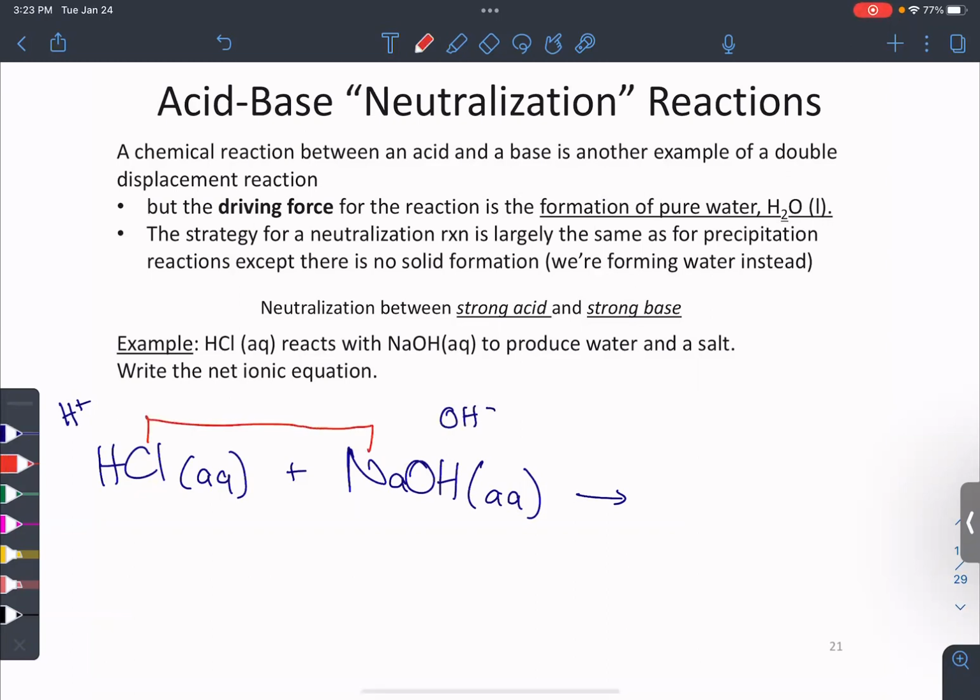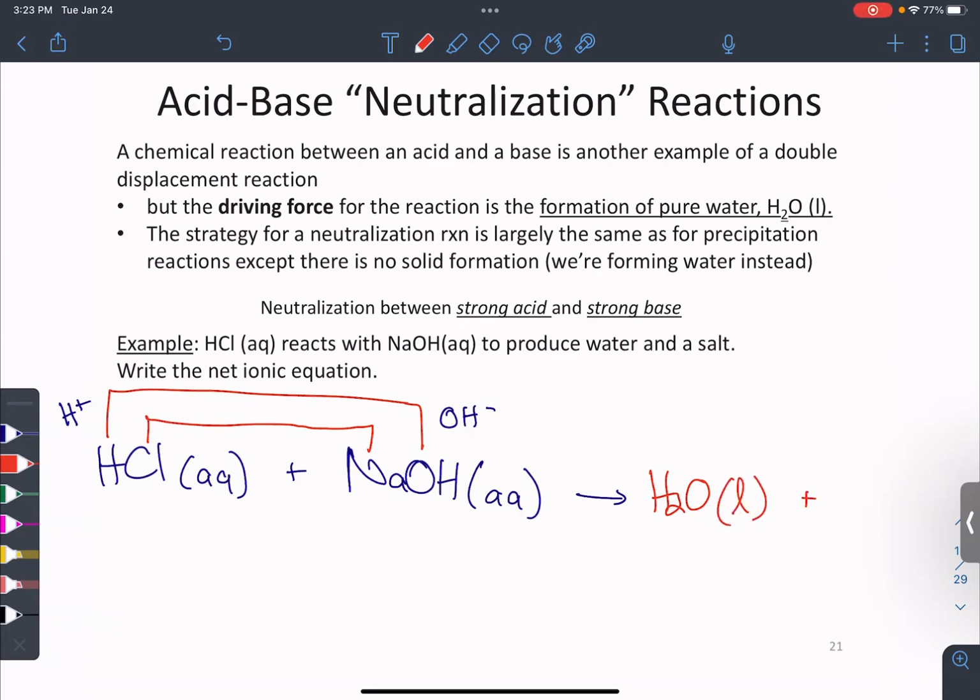So we see chloride will now go with sodium. H plus will go with OH. What is that when we combine H plus and OH? H2O, just straight up water. Do we know the state of that? Do we need to use our solubility table? Water is what state? Liquid, yes. Let's not try to overthink it.